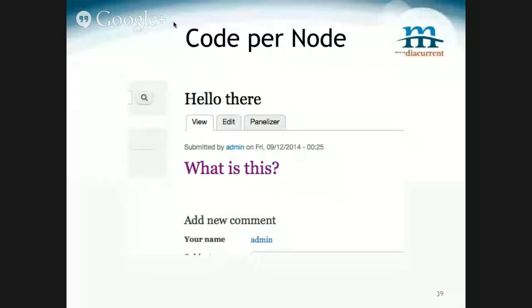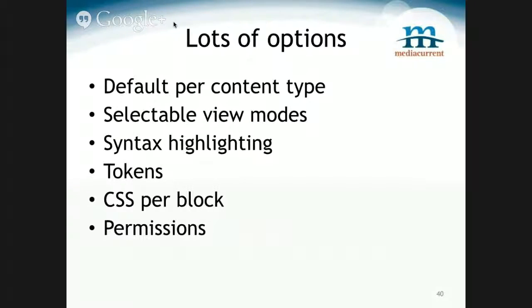I don't have a GIF of this because the blink option didn't work in Safari. I think that's a feature. But you can see it's large purple text instead of this smaller black text. And then the code per node has a bunch of options that can go with it.